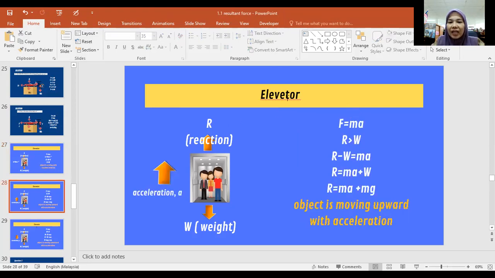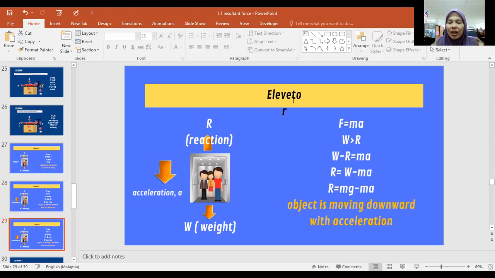Next, elevator as well. We have a second situation: this elevator accelerates upward. Same as the previous question, we only consider the vertical forces. From Newton's second law, F is equal to ma. When the object accelerates upward, the upward force is greater than the downward force, so R is greater than W. The magnitude of the upward force is greater than the downward force, so we have R minus W, because the greater force is the reaction. Reaction minus weight is equal to ma. So R is equal to ma plus W. Weight is equal to mg, so R is equal to ma plus mg. The object is moving upward with an acceleration.